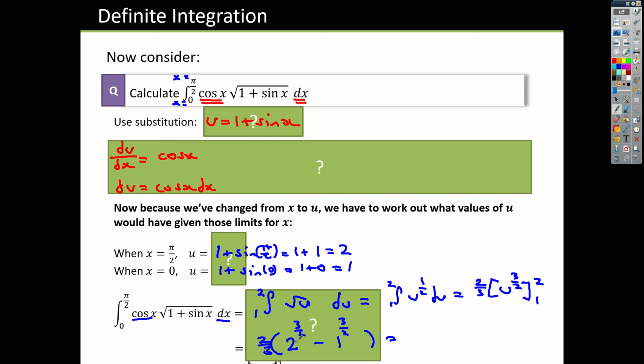And then evaluate this. 2 to the 3 over 2 is going to be the square root of 2 cubed. And the square root of 2 cubed is going to be 2 times root 2. 1 to the power of 3 over 2 is still 1. And we're done. Okay, so hopefully that example was useful to you. The important bit is noticing that you have to change the bounds and then doing a bit of surd work at the end to tidy things up.